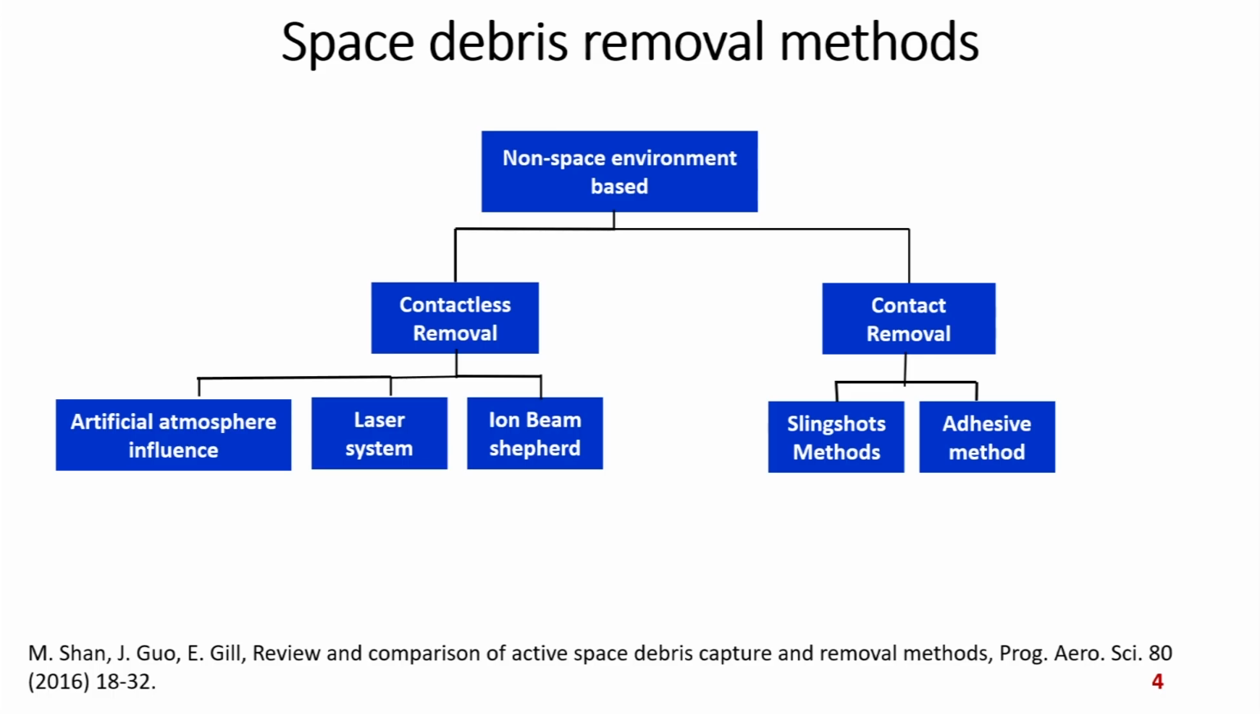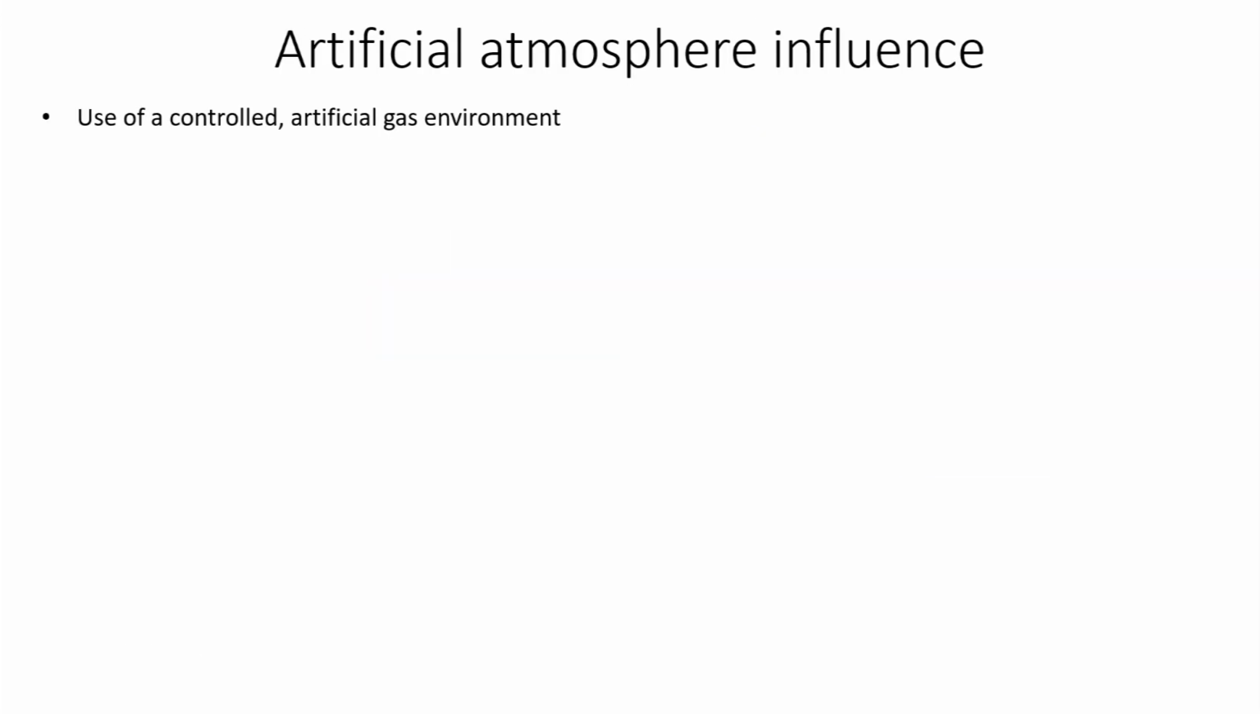Here it can be the contactless removal method or the contact removal method. In the contactless removal method, as I said, there are techniques like the artificial atmosphere influence method, then laser system, ion beam shepherd, and the contact removal methods, that is the slingshot method and the adhesive method. I will discuss each method one by one. So, first the atmospheric influence method.